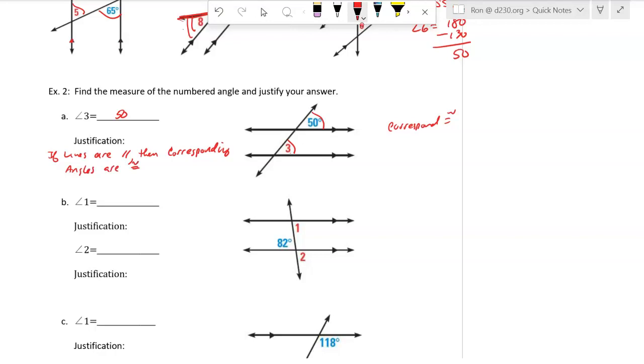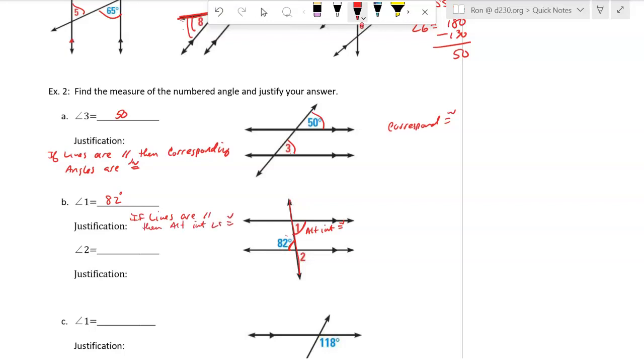Okay, if I look at letter B, if I'm looking for angle 1, what's the relationship here? If this is my transversal, they're on opposite sides of the transversal. They're both interior. So these are alternate interior angles. What did we say about those? We said they're congruent. So if this is 82 degrees, angle 1 is 82 degrees. And we say it's 82 degrees because if lines are parallel, then alternate interior angles are congruent.